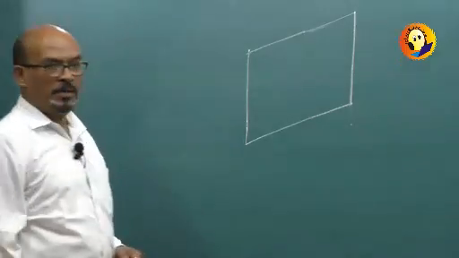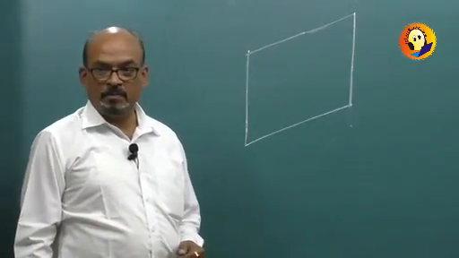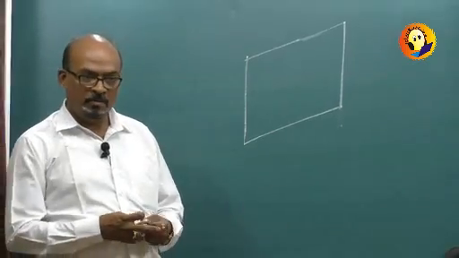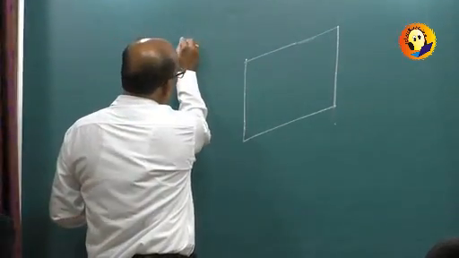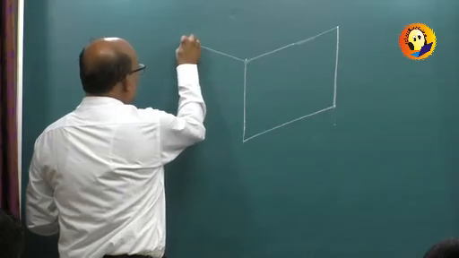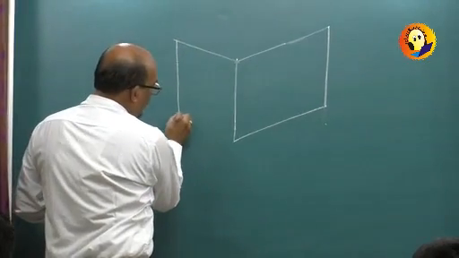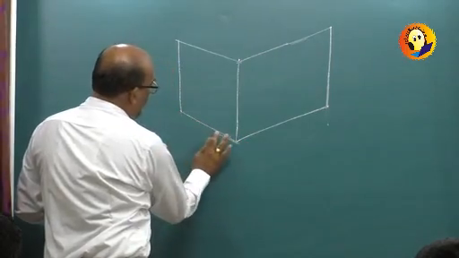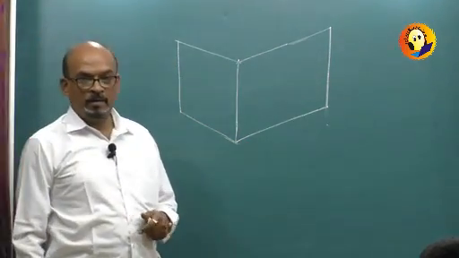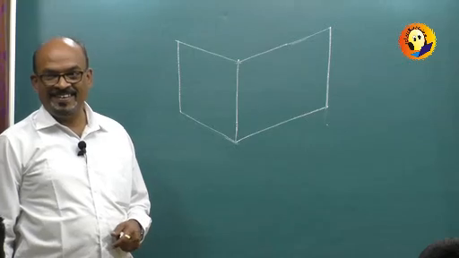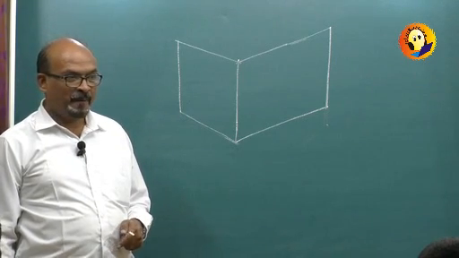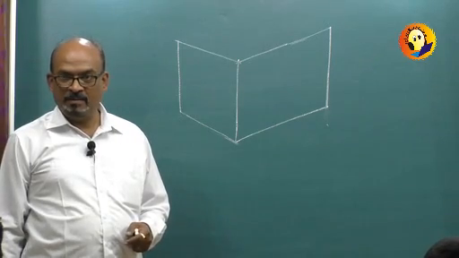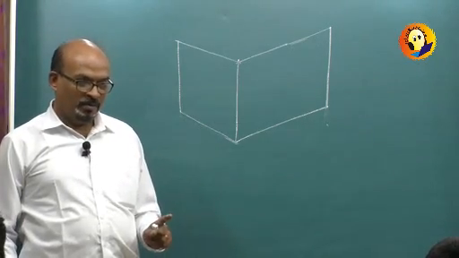What is this? Rhombus, parallelogram, right? Now, two parallelograms, right? So we are still in 2D.